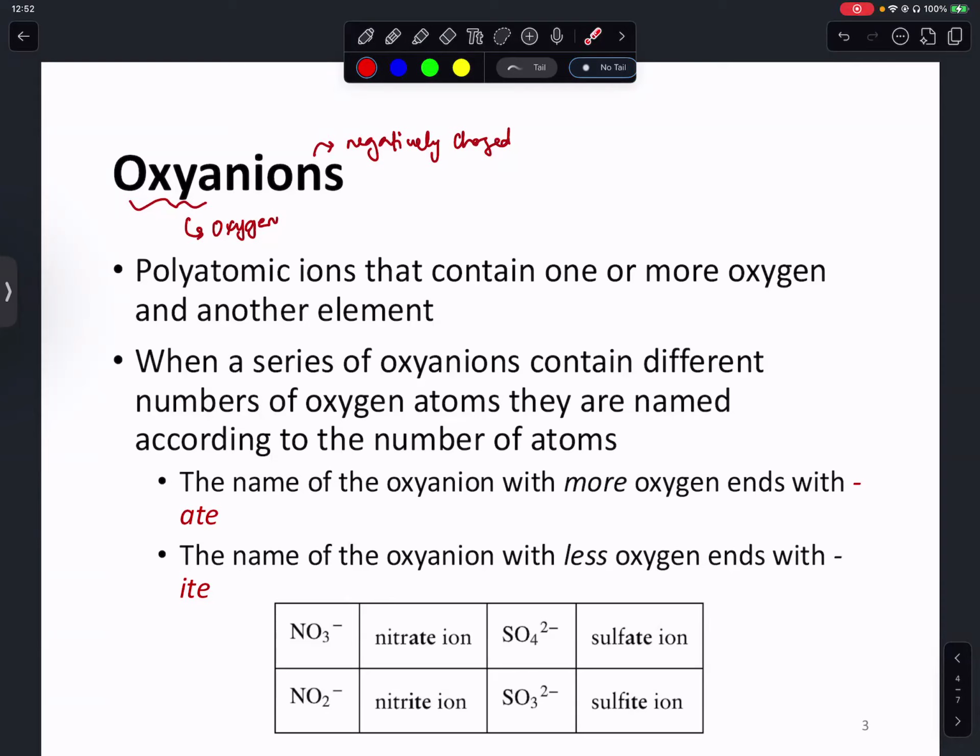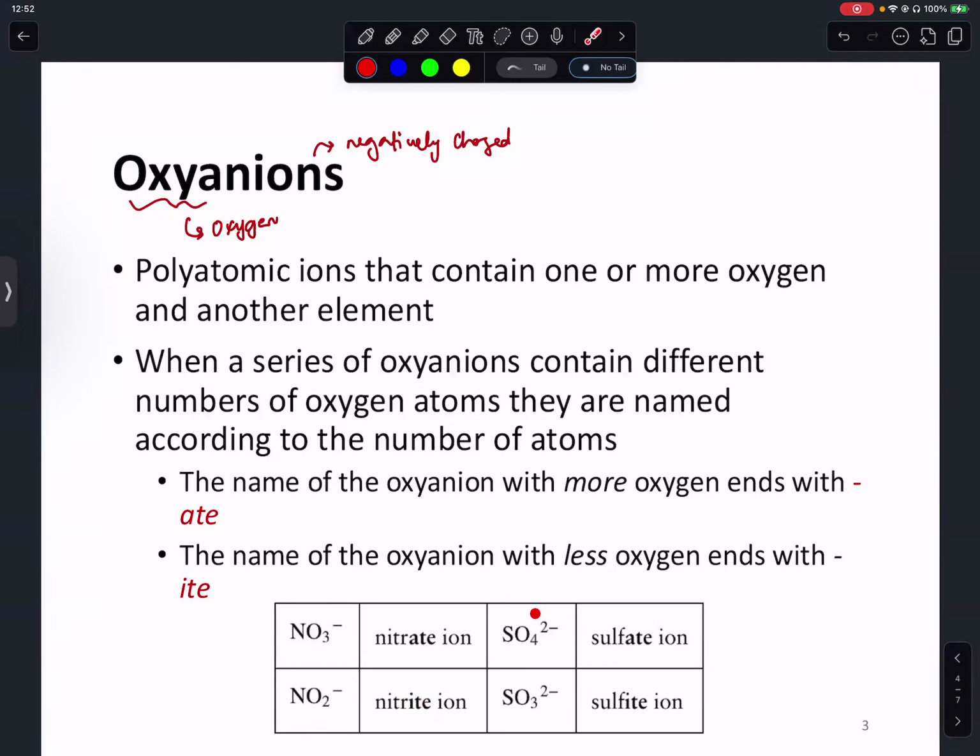For example, here we have NO3 minus and NO2 minus. NO3 minus contains more oxygens than NO2 minus. So the one with more oxygens will end with ate, and it becomes nitrate. And for the lesser number of oxygens, it'll be nitrite with the suffix ite.